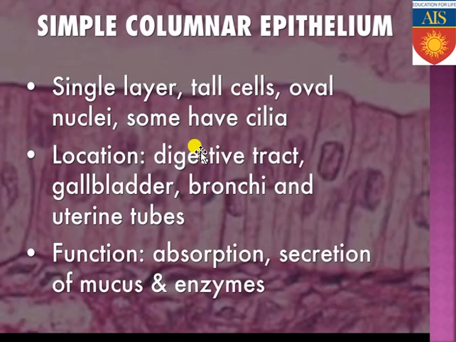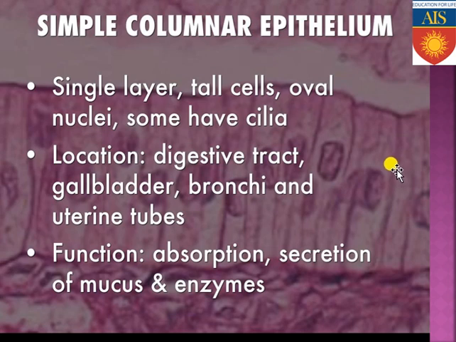So simple columnar epithelium is a single layer of tall cells, as I have already told, the nuclei are oval shaped, and some of the cells have cilia also. Location: they are present inside the digestive tract, the gallbladder, the bronchi, and inside the uterine tube. So these various kinds of ducts or regions are generally covered by simple columnar epithelial tissue. Function: absorption can be performed with the help of columnar epithelium, and also secretion of mucus and various kinds of enzymes.